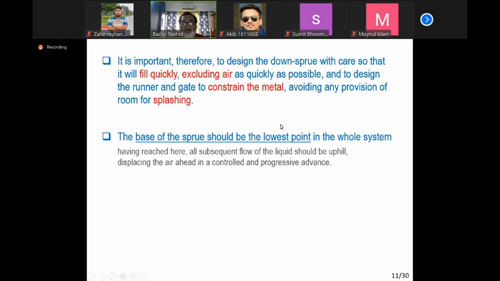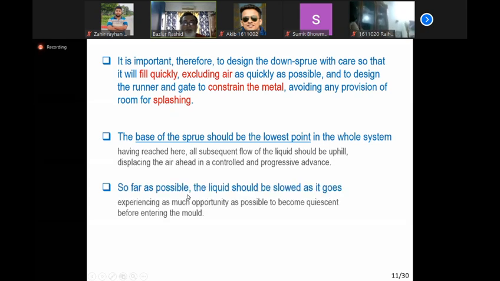As we prefer a bottom gated system, the base of the sprue should be the lowest point of the whole gating system. And once the sprue bottom is attained by the liquid metal, then there is only a chance of liquid metal going up. So always liquid metal is going upwards. As a result, velocity is decreasing continuously. And liquid metal is moving in a controlled and progressive way.